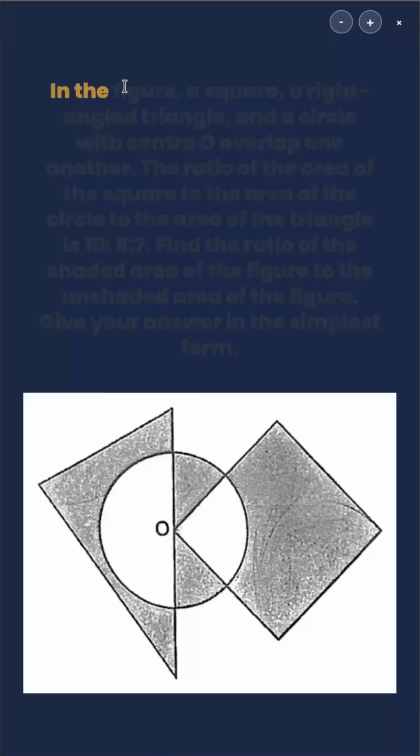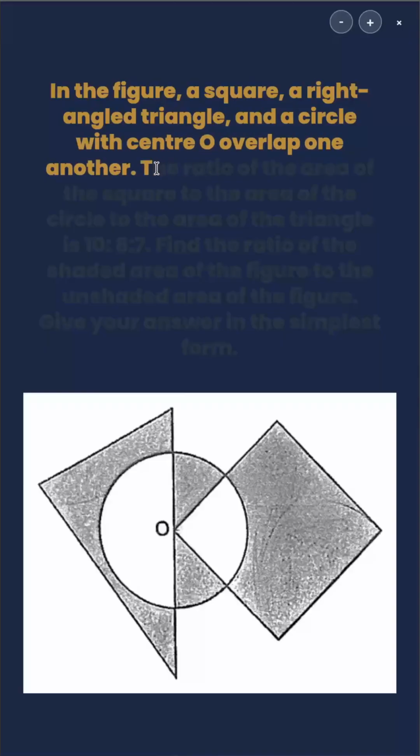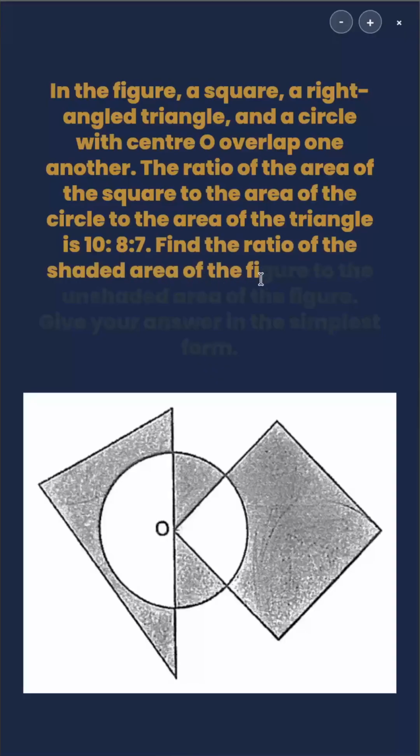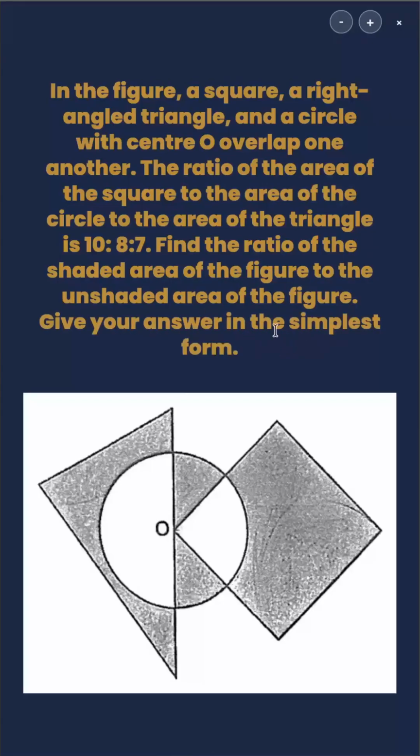Question 11a. In the figure, a square, a right angle triangle, and a circle with center O overlap one another. The ratio of the area of the square to the area of the circle to the area of the triangle is 10:8:7. Find the ratio of the shaded area of the figure to unshaded area of the figure. Give your answer in the simplest form.